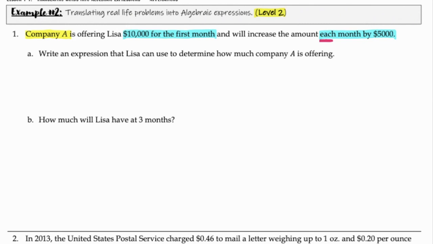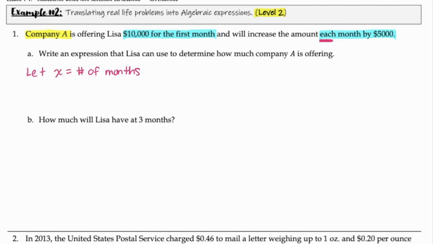So let me read what part A is. Write an expression that Lisa can use to determine how much company A is offering her. So first things first, let's do our let statement. Let X equal. What is X? I found that word each month. So the number of months. Okay, so X is my number of months. Again, I don't know if she's going to be there 1 month. She could be there 5 months.